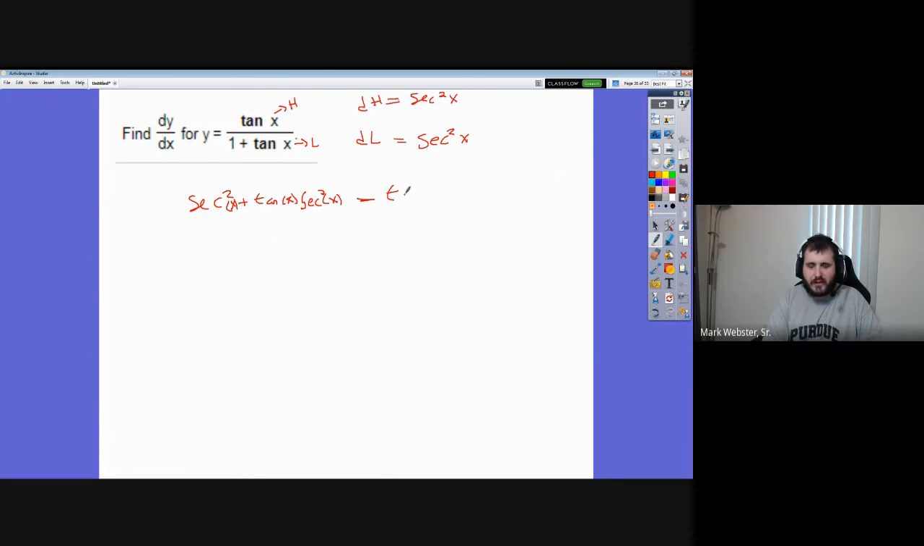Oh, this is gonna be nice. I like this. Over low squared. Now, this looks like a mess, but look at this. These two cancel out, right? This minus that, those are the same thing, right? They cancel out. So look at what we're left with.